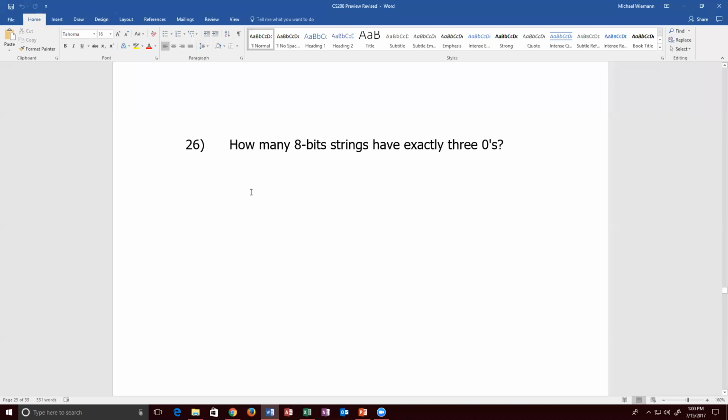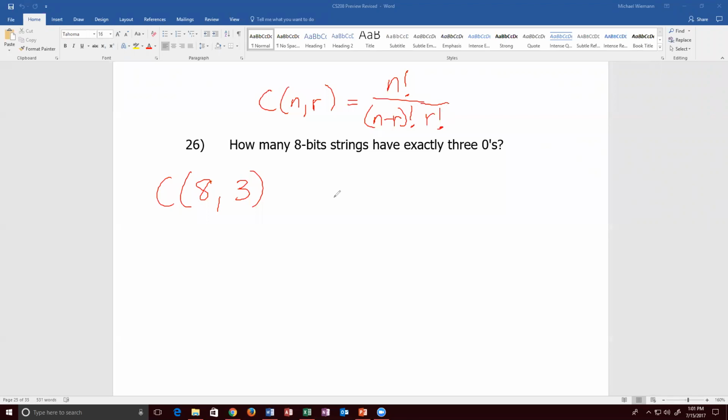Okay, for number 26, how many 8-bit strings have exactly 3 zeros? You're choosing 3 zeros out of the total 8, so we can do a combination on this one. So I'm calculating the combination of 8, 3. You can use Pascal's triangle or do this by hand. If you recall, if you do this by hand, combination n choose r is n factorial over n minus r factorial times r factorial. So wherever I see an n, I'm going to plug in 8. Wherever I see an r, I'm going to plug in 3. So this becomes 8 factorial over 8 minus 3 factorial, 3 factorial.